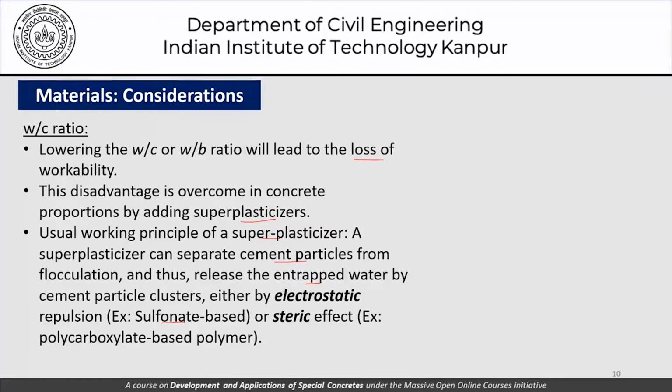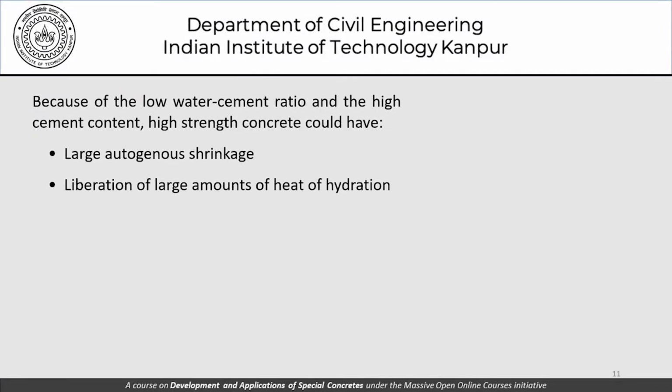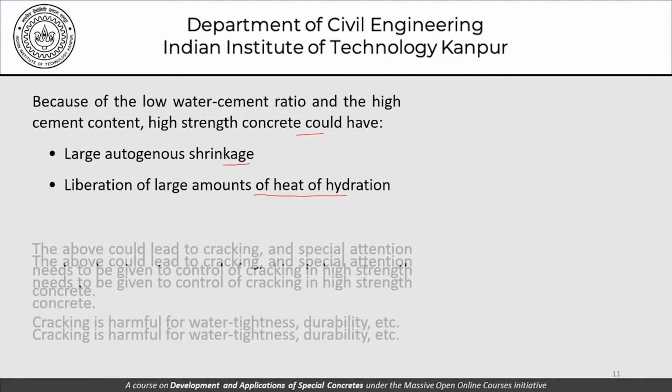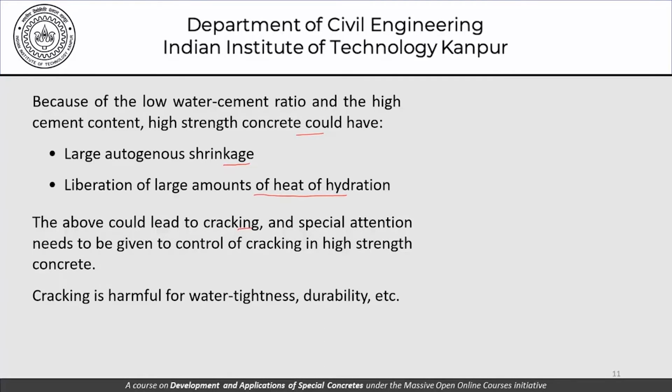So this is what goes on as far as water cement ratio and the strategy adopted to be able to achieve lower water cement ratios in concrete. Now, because of the lower water cement ratio and the high cement content, high strength concretes could be susceptible to large autogenous shrinkages and liberations of large amounts of heat of hydration. This could lead to cracking, and special attention needs to be given to control such cracks in high strength concrete, which obviously will be harmful from the point of view of water tightness or durability.